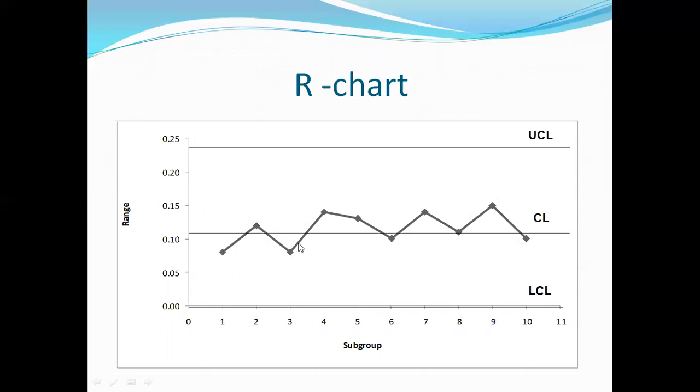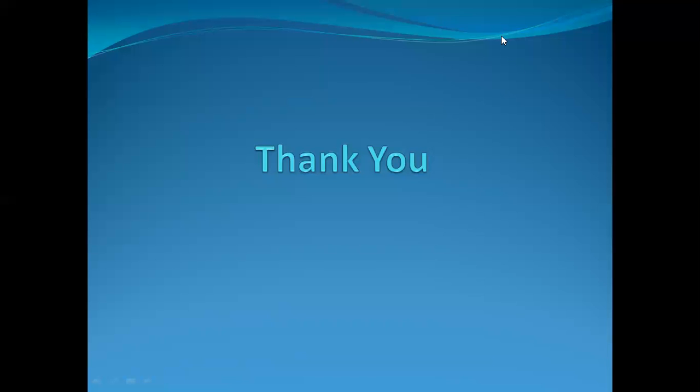Generally, what it tells you is that these samples are variably dispersed as compared to this center line. Okay, so this is all from my side.